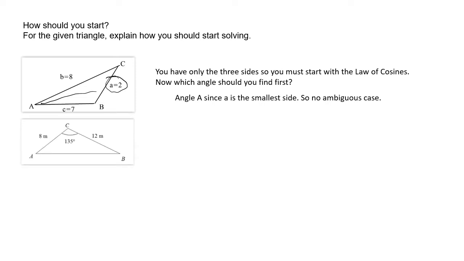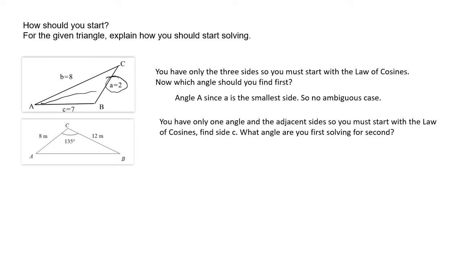Our second triangle, you have only one angle and you have the adjacent sides, so you must start with the law of cosines to find side C. Now, what angle are you first solving for second? In other words, we're going to find side C. I would like you to tell me which of these two angles you should be finding.